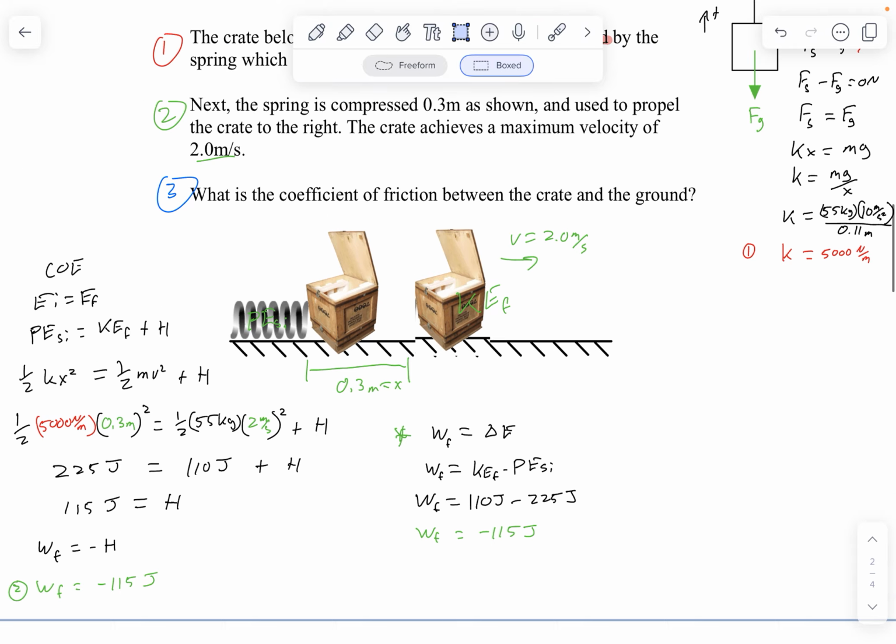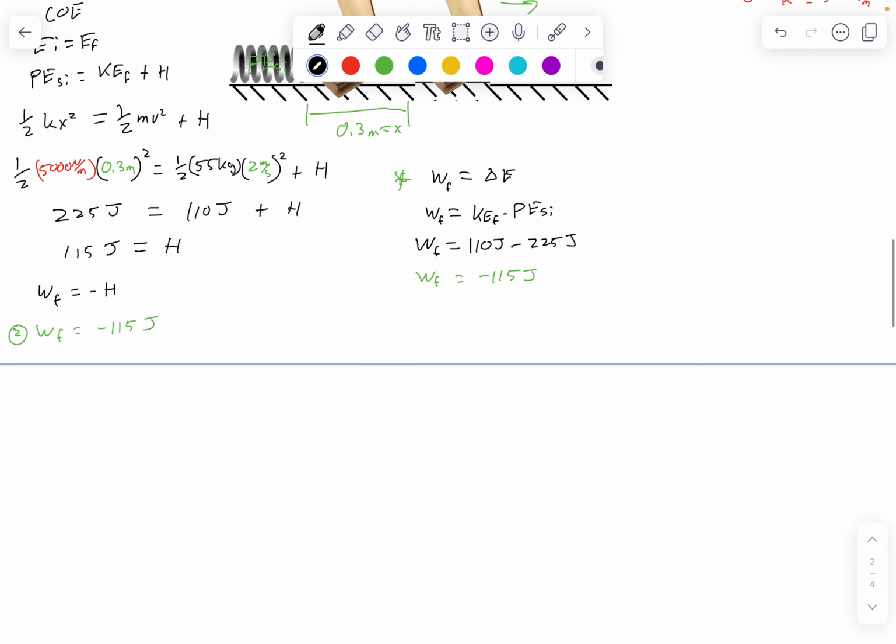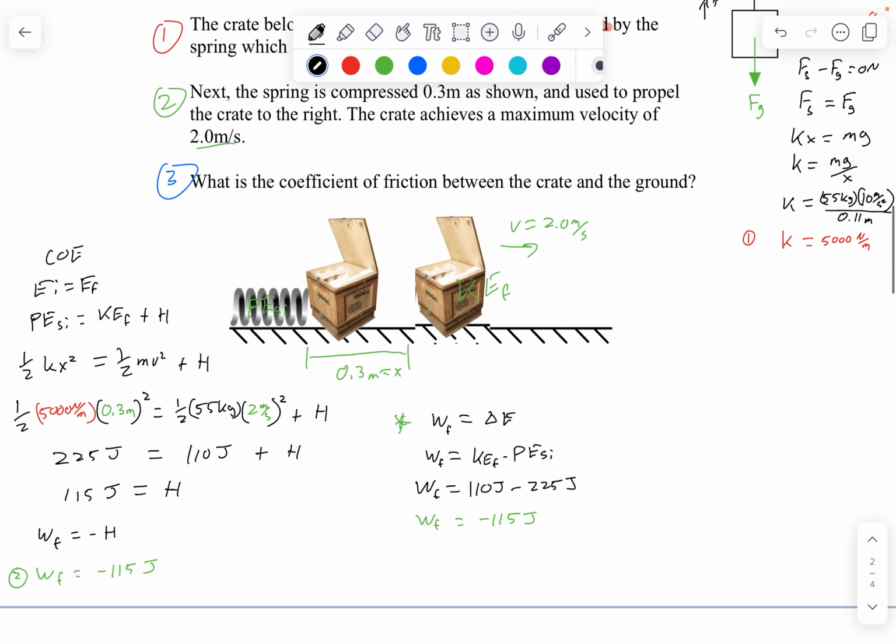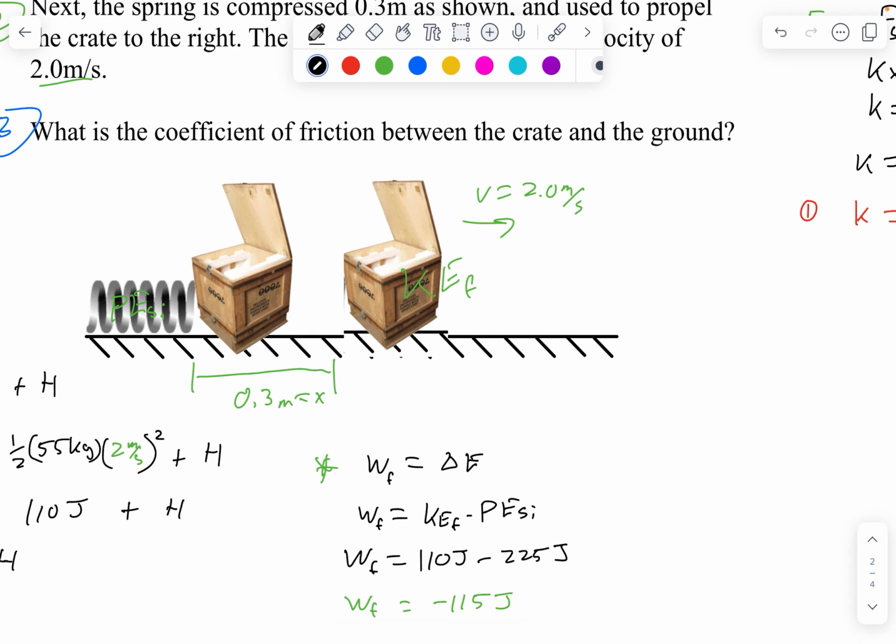Now we can get to what we're really after, which is what is the coefficient of friction between the crate and the ground? For number 3, we're going to do a combo here. In the first part of the problem, we applied forces, and then we did work and energy. Now we're going to do a little bit of both. As the crate speeds up to 2 meters per second, it's also displaced the same 0.3 meters.